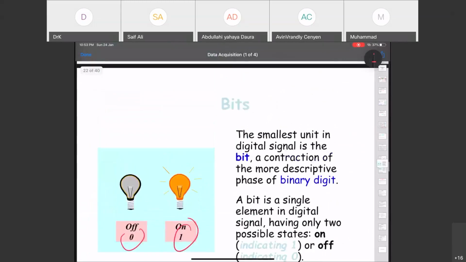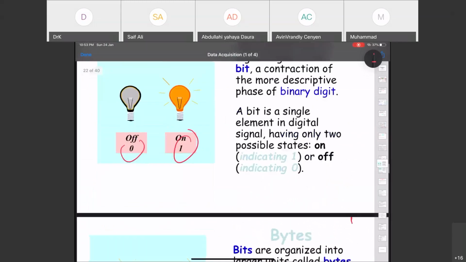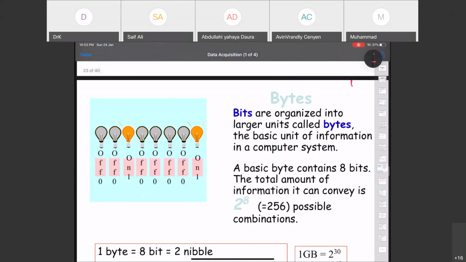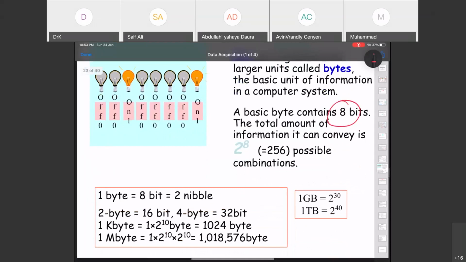Then just now you have some definition of bits, which represent the single digit of 0 or 1. The next one you have is byte. A byte is basically a group of 8 bits. You put them together, you call it 1 byte. Of course, if you have 8 bits or 1 byte, you will have 256 different levels.